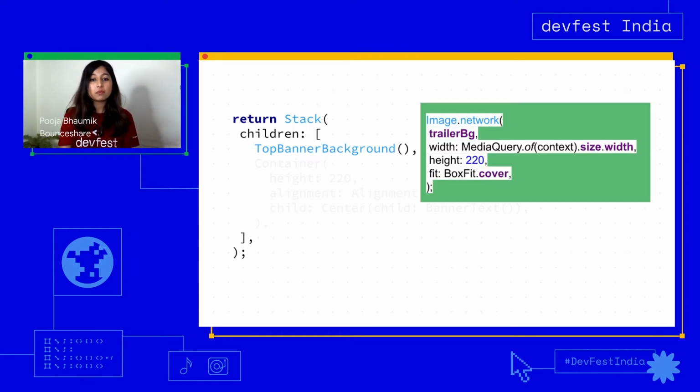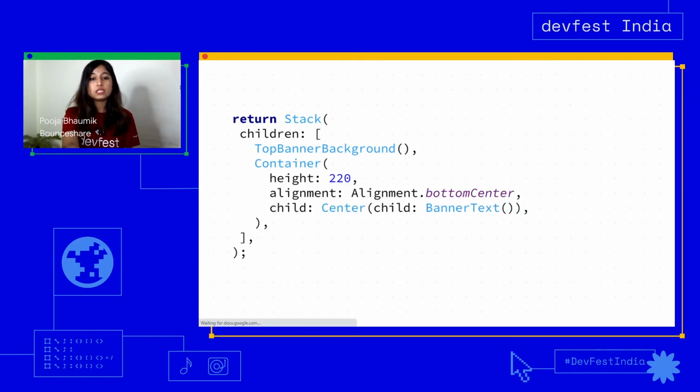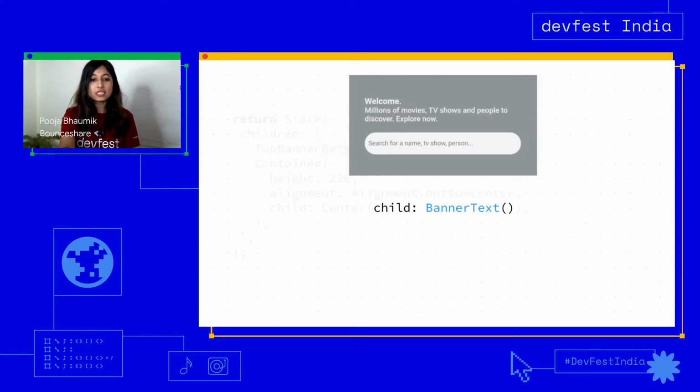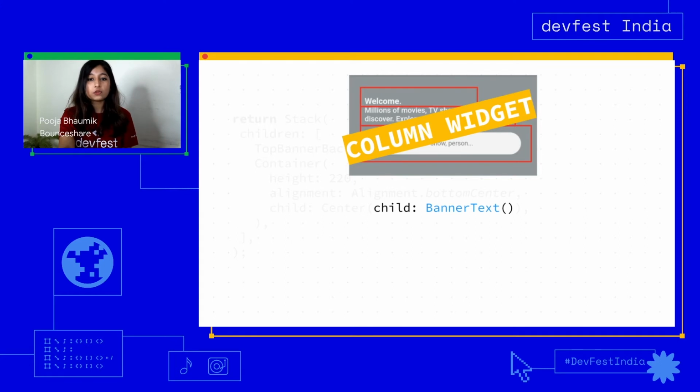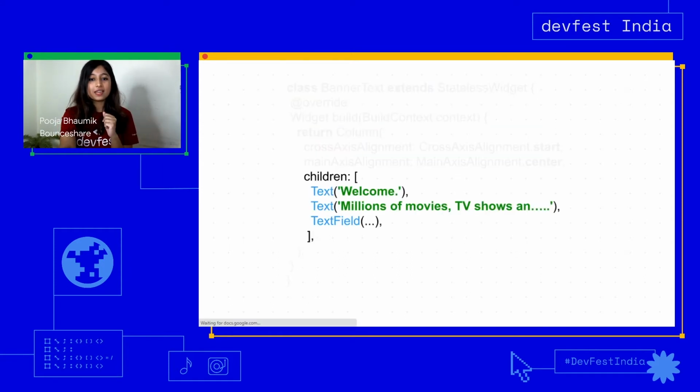And then the second part, the first part, which is the image, and the second part is going to be the container that takes the banner text, which is the text, subtext, and the edit text in a column. Here, if you can see, I'll just show you the column here, which is the welcome, the second text, and the edit text, which if you are going to use one after another in a vertical manner, then it's obviously a column widget. Here, a column that takes children of text, text, and text field.